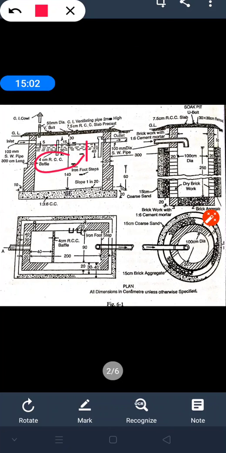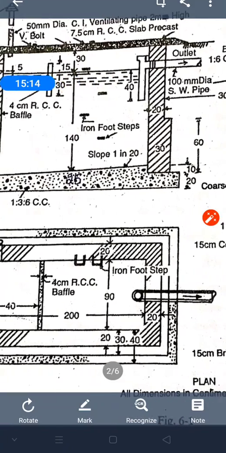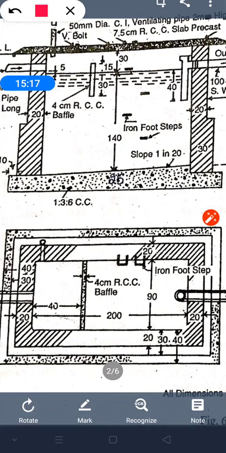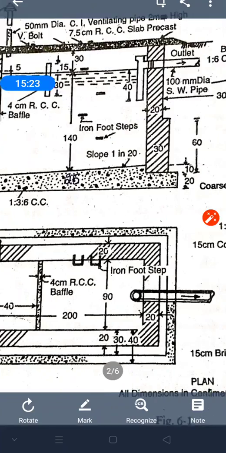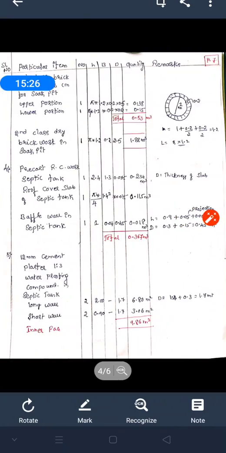Yes, this is the baffle wall. This one is the baffle wall here. This one is the baffle wall, and 0.15 plus 0.3 equals 0.45. The depth is 0.45. Then we calculate the quantity as 0.018. Then the total quantity of RCC work equals 0.367 meter cube. Okay, now the depth I have mentioned, you can see it is calculated in the remarks column.